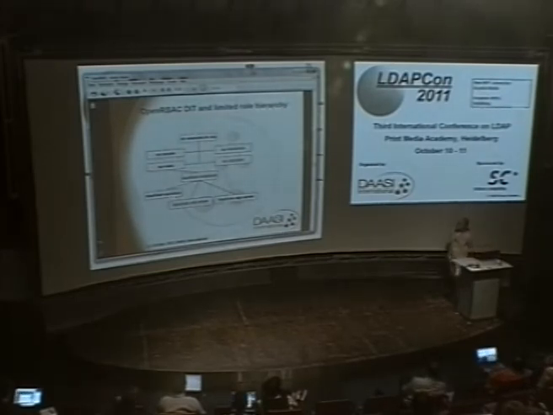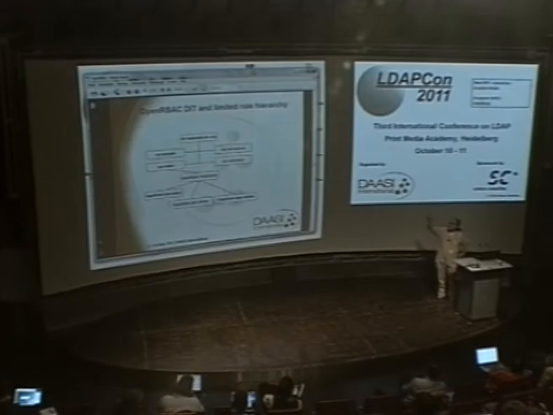I'll do that. So that's how our DIT is looking. We have, of course, OU equals people, and these different subtrees could be on different LDAP servers. So the implementation knows where to look up roles, where to look up people. Those could be different LDAP servers.